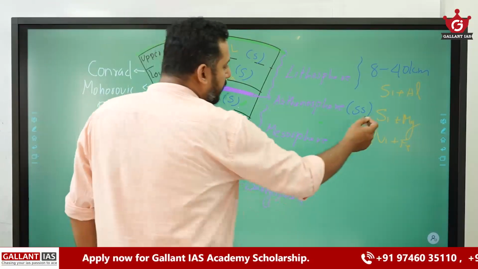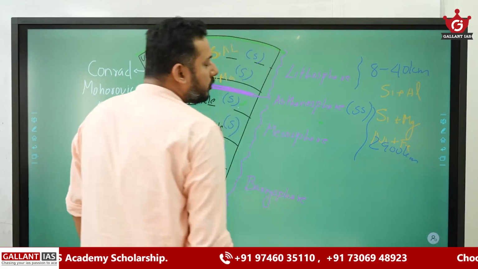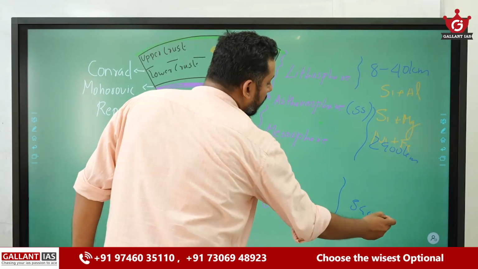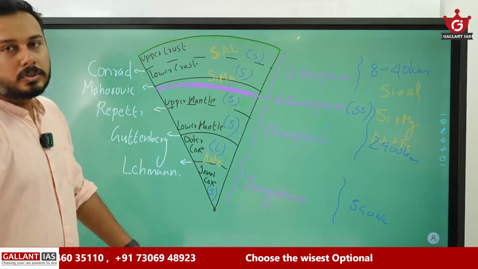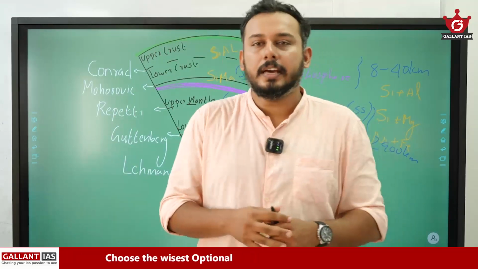Then if you look at the mantle region, the thickness is around 2,900 kilometers. The remaining region, around 3,400 kilometers, is the thickness of the core region. So these are some basic ideas regarding the Earth's interior.